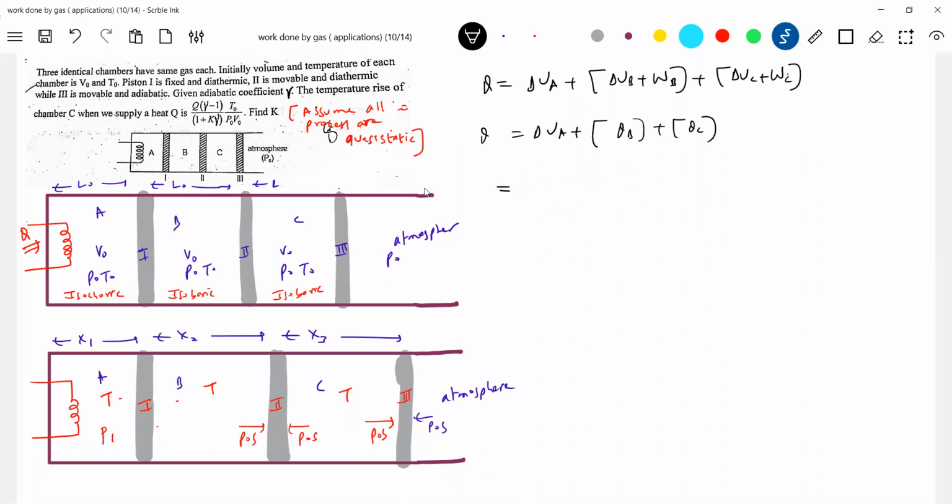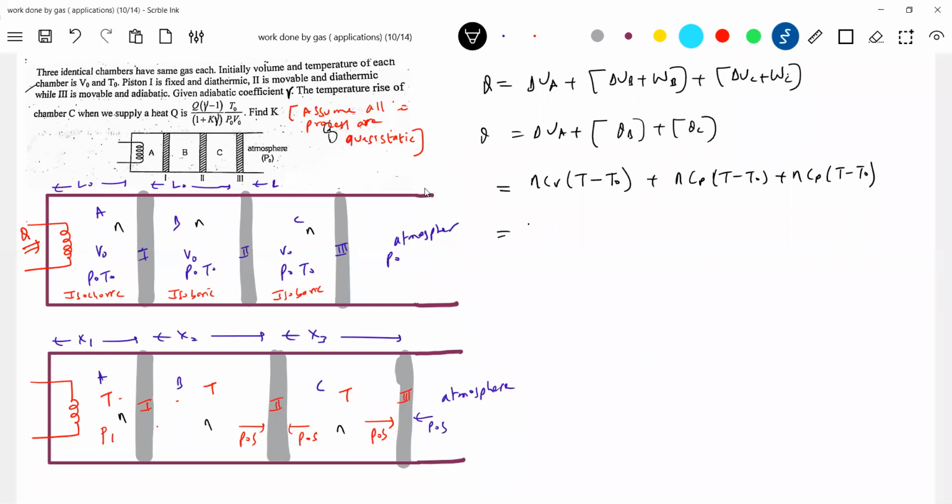What is the heat absorbed in an isobaric process? nCP delta T. In an isochoric process, nCV delta T. So T minus T naught. We have the same gas. Initial volume and temperature of each chamber is V naught, T naught. So the number of moles must be the same. nCP delta T, T minus T naught.